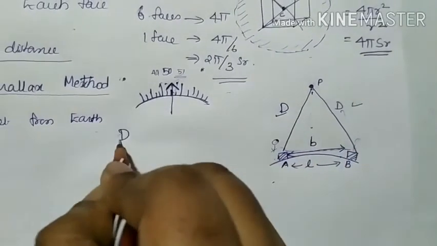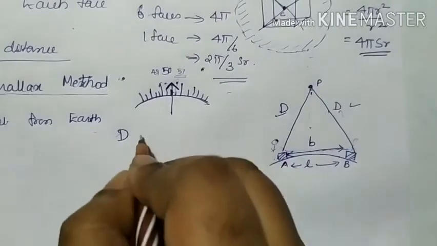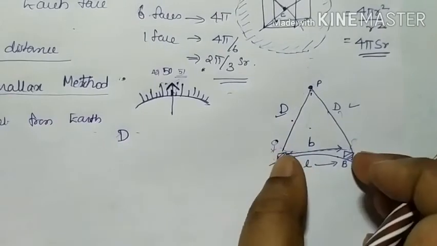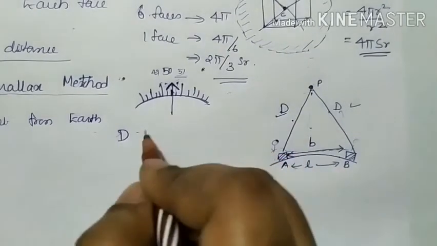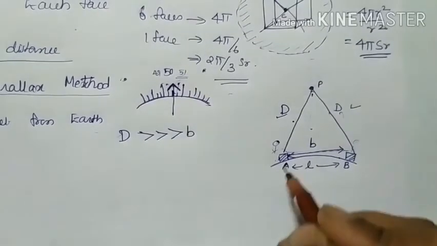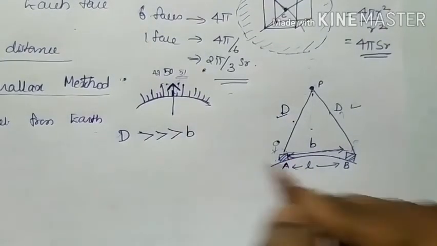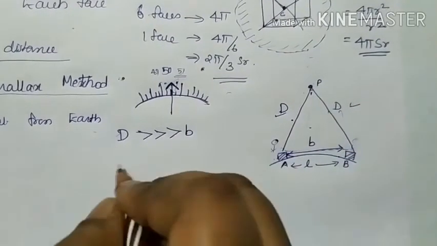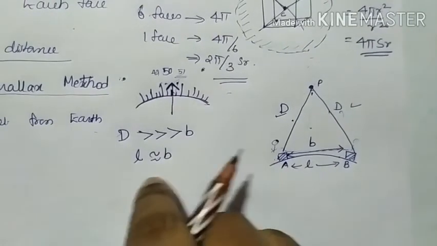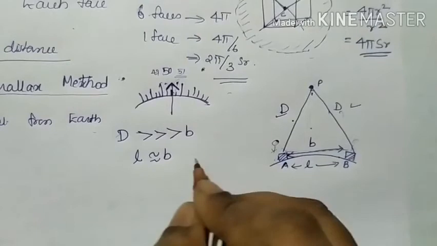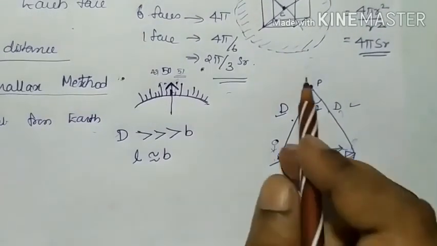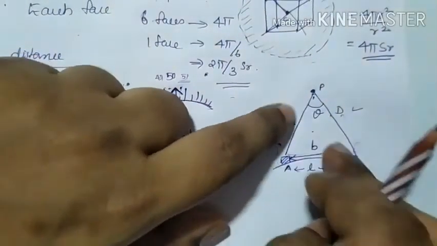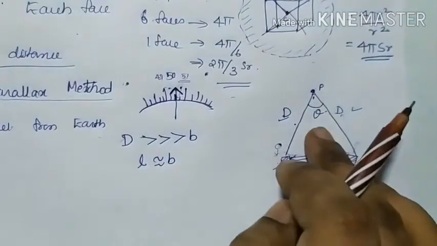That means if D, the distance between the planet and the observatory, is very, very large when compared to the actual distance between the observatories, that is, capital D is very, very large when compared to small b, then in this condition this arc assumes the straight line form. So I can say l is equivalent to b, not equal, equivalent. Clear? Now, this is the angle subtended. Let's say theta is the angle subtended by the two observatories at the planet. This much clear?